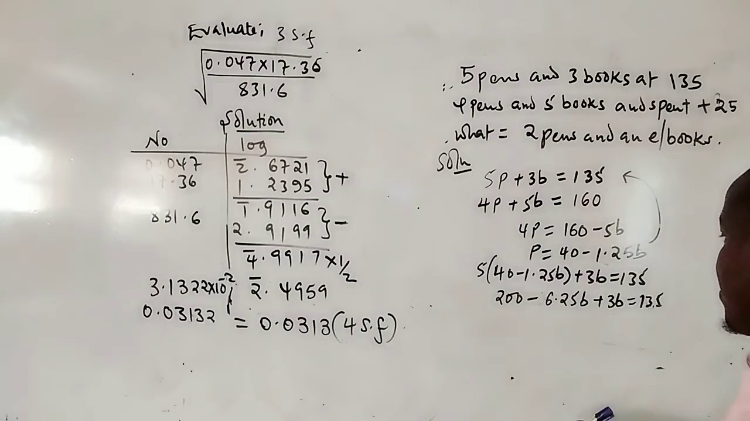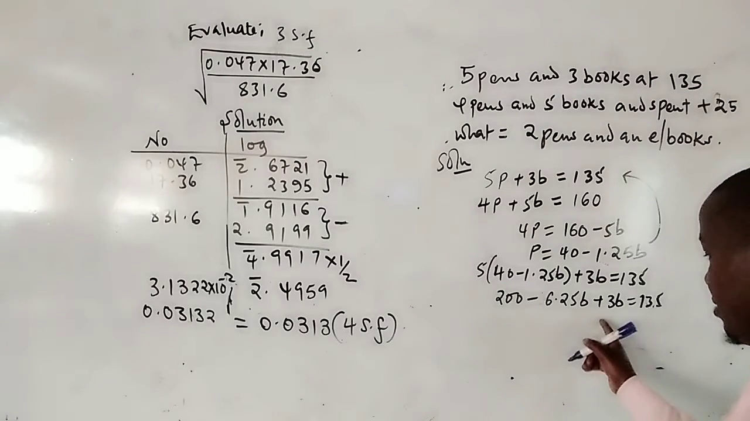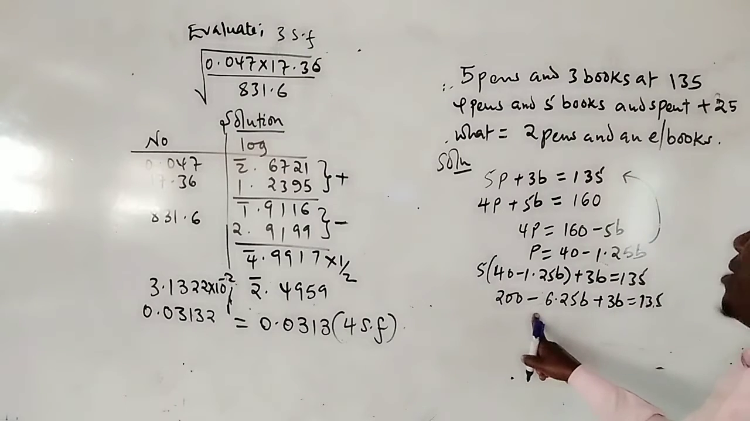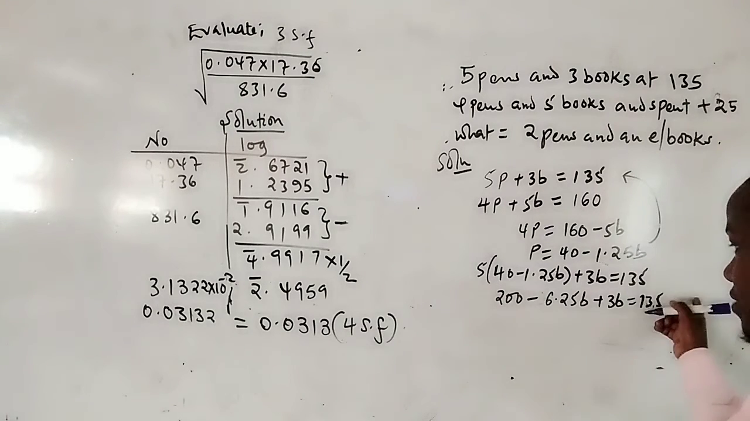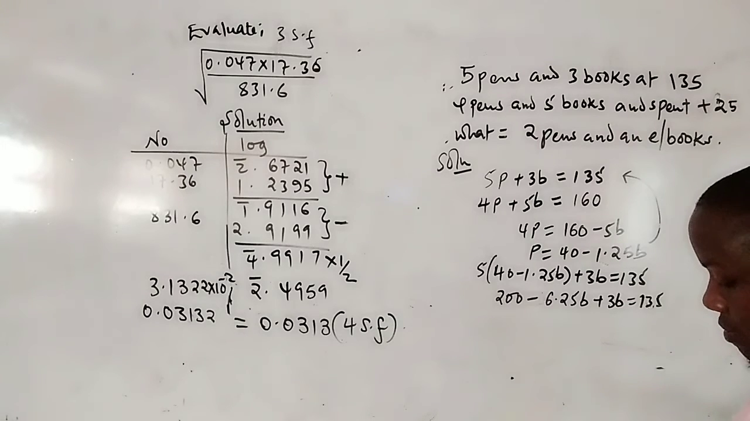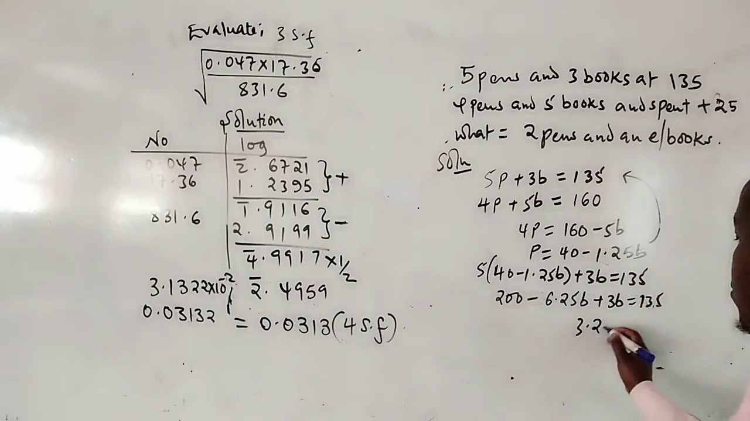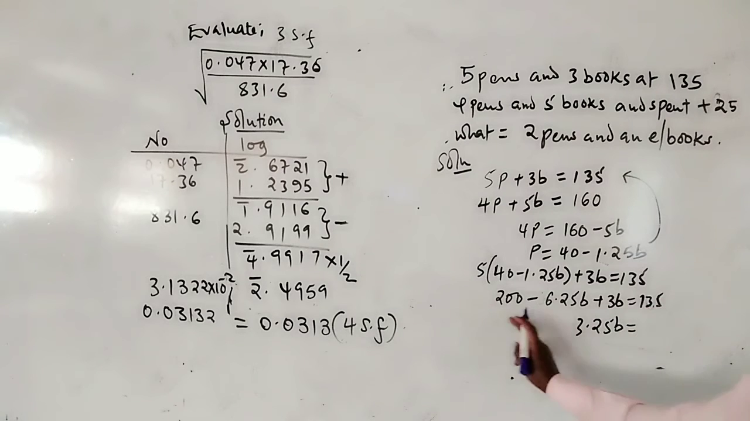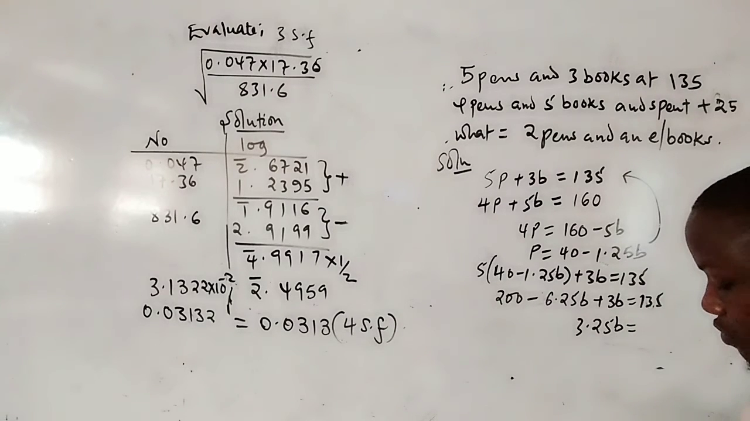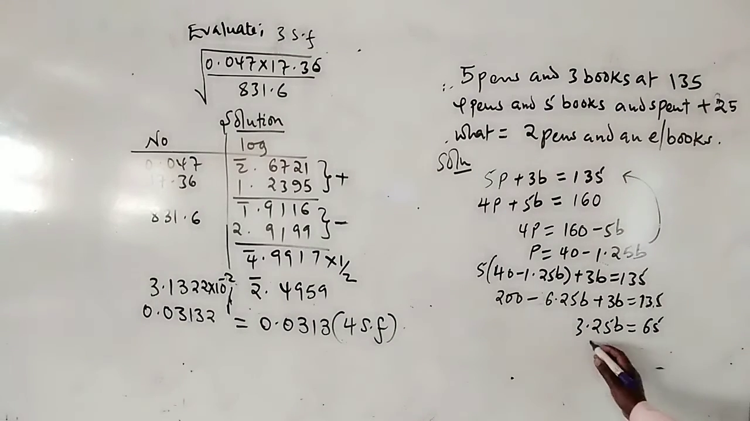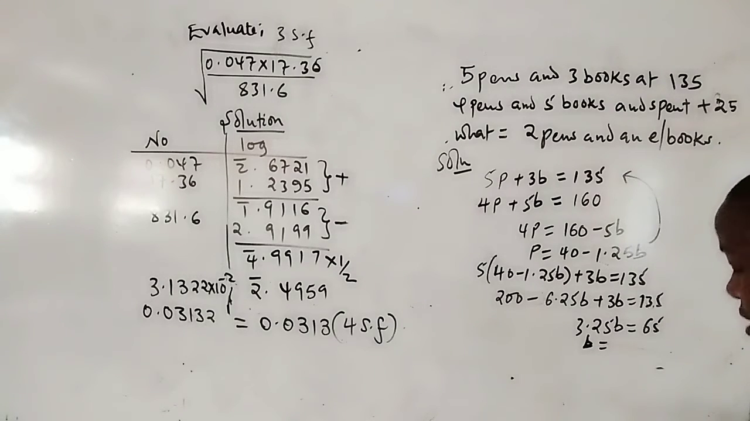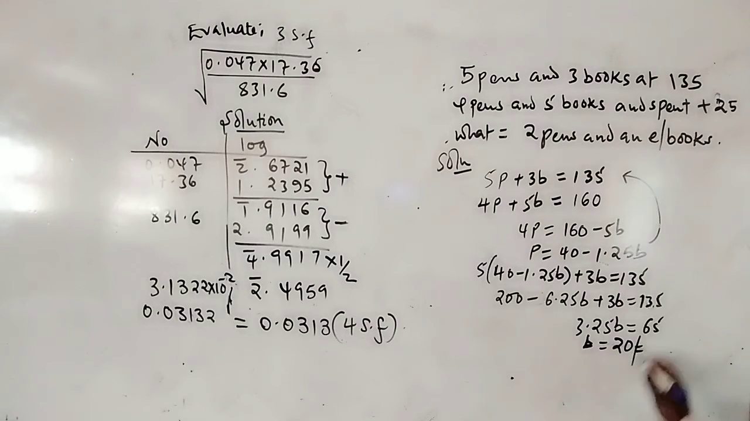So we can group like terms together here. Grouping like terms together, the b can go to the other side, and we will have these ones being positive. So 6.25 will be positive minus 3b, so we'll have 3.25b. Then this one going to the other side will be subtracted, and we'll have 200 minus 135, giving us 65. So now it is b to be gotten by 65 divided by 3.25. This is only 20. Therefore, the cost of a book is 20.